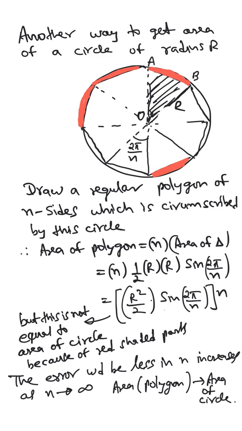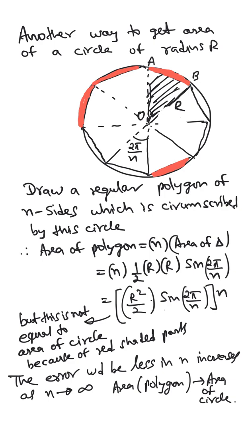So another way to get the area of the circle of radius r is to draw a regular polygon such that the circle circumscribes the regular polygon. That means this circle passes through all the vertices of this regular polygon. Suppose we have an n-sided regular polygon. In that case, the area of the polygon would be n times the area of the triangle OAB, which is half into r into r sine 2 pi by n. So that would become n times r squared by 2 sine 2 pi by n.